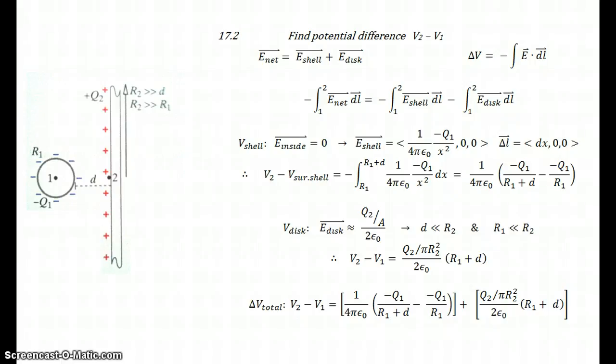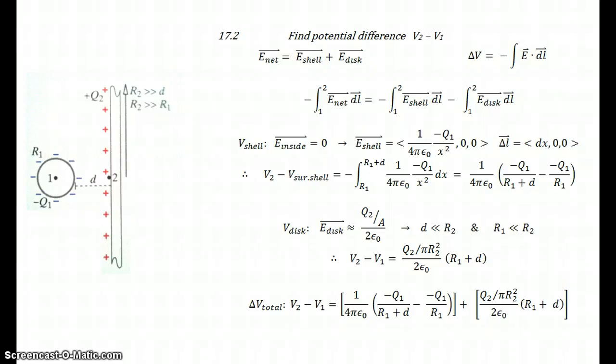I first started with the shell. I broke this part of the equation up into two components, the part inside the shell and the part due to the surface. The first is the electric field inside the shell, which from previous chapters I know equals 0, which leaves me with the second component of the shell, which is from the surface to location 2. The electric field due to the surface of the shell equals 1 over 4 pi epsilon naught times the charge, negative Q1, divided by x squared.